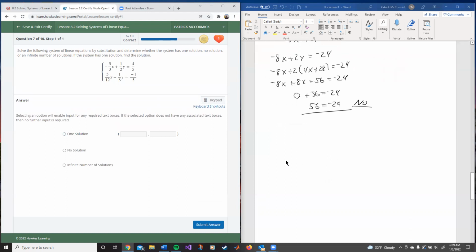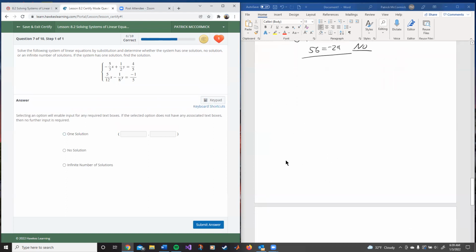Okay. This one's a little bit more exciting here. All right, so we got a little bit of work to do here at the beginning. So this is number 7. Let me write this out. Minus 5/3 x plus 1/2 y equals 4/5. 5/12 x minus 1/8 y equals minus 1/5.